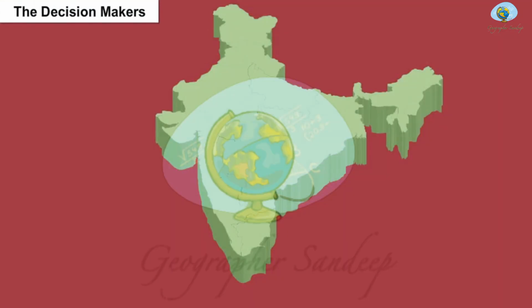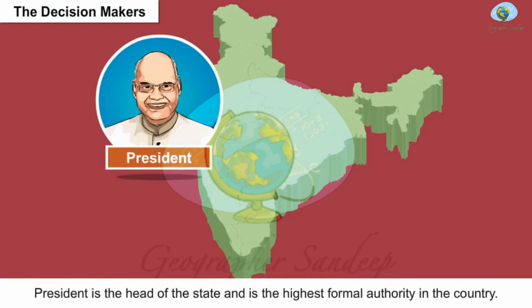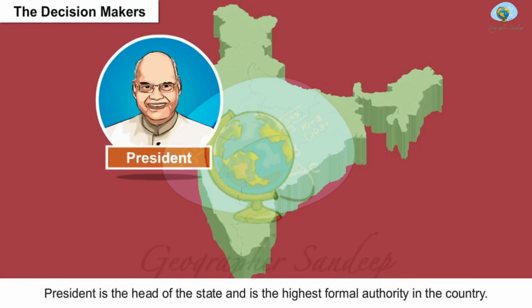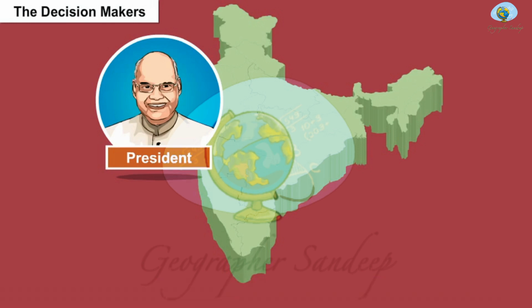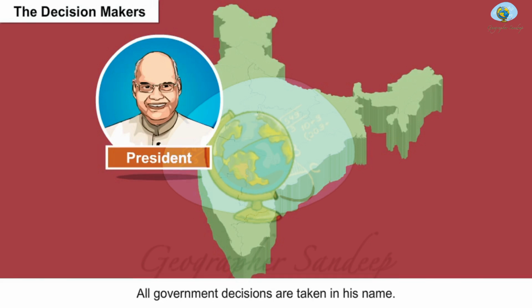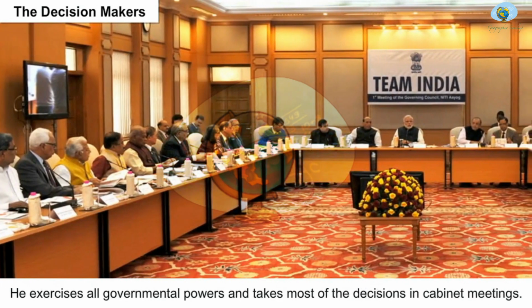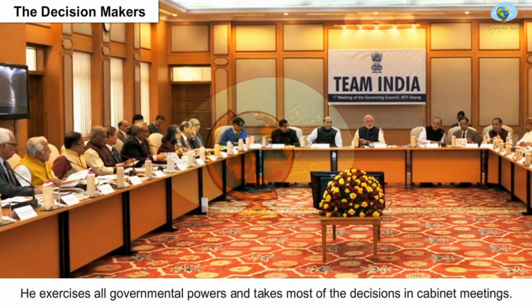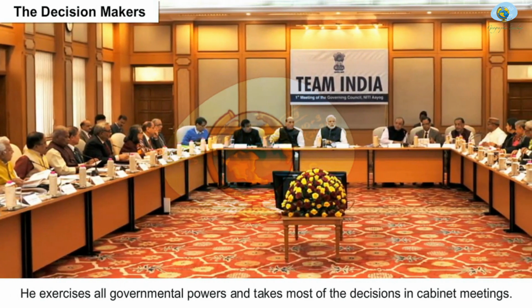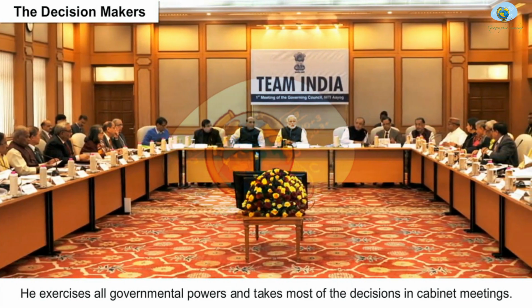The decision makers. President is the head of the state and is the highest formal authority in the country. All government decisions are taken in his name. Prime Minister is the head of the government. He exercises all governmental powers and takes most of the decisions in cabinet meetings.